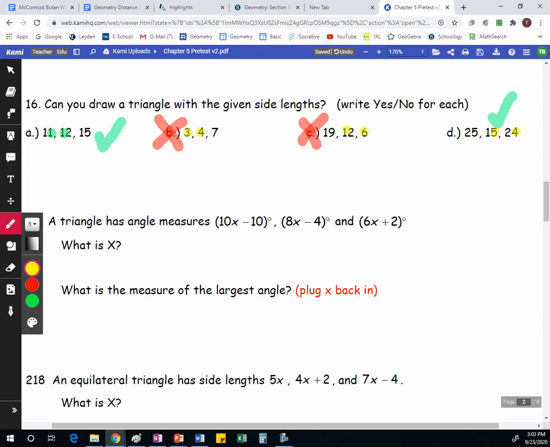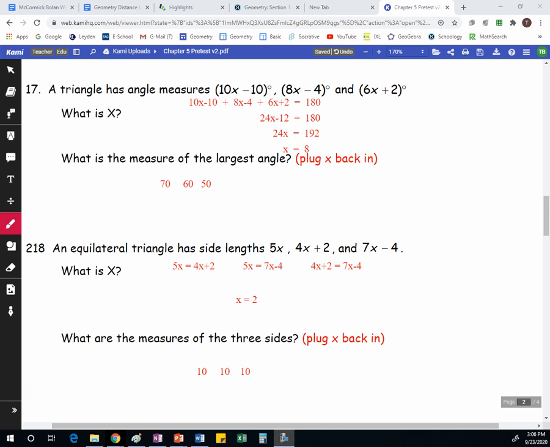Bottom of page 2. All right, the first problem, number 17 here, says the triangle has these three angle measures. What we know about the three angles in a triangle is they add to 180. So we'd say this angle plus this angle plus this angle is 180, and that's what our first line of the equation is. Then you simply combine like terms. If you do that, you'll end up with 24x minus 12 is 180. If we add 12 to both sides and then divide by 24, we get x is equal to 8 for our answer. The follow-up question says, what's the measure of the largest angle?